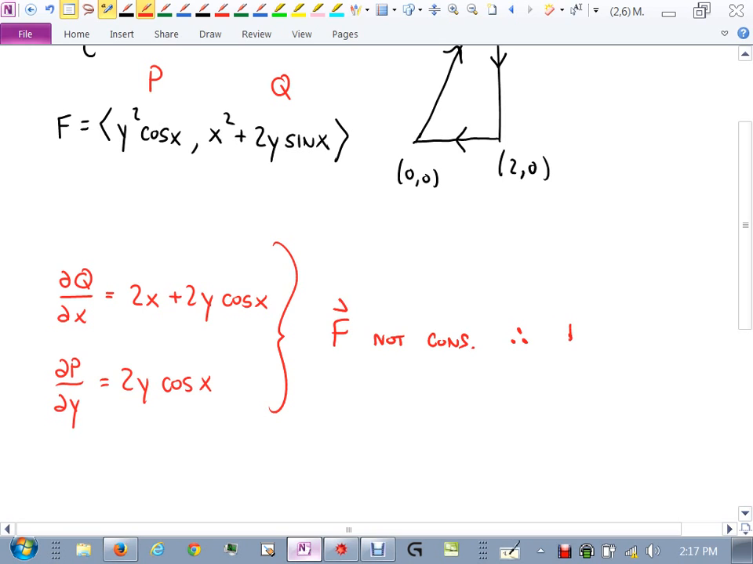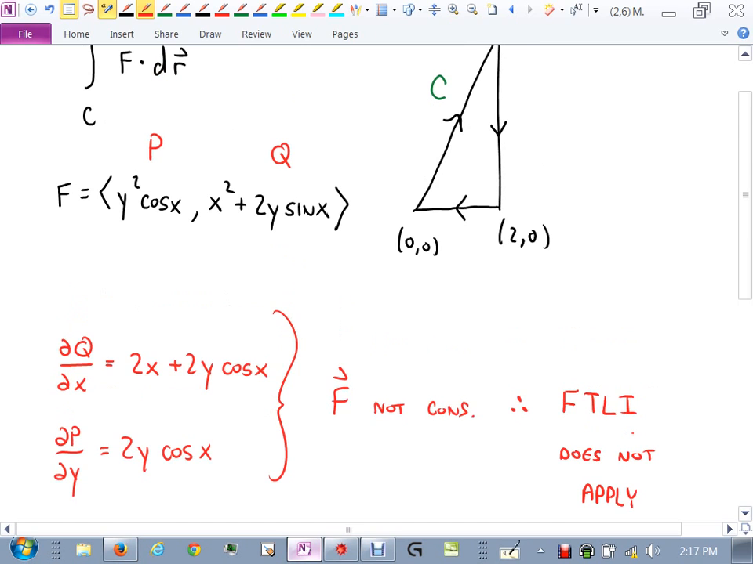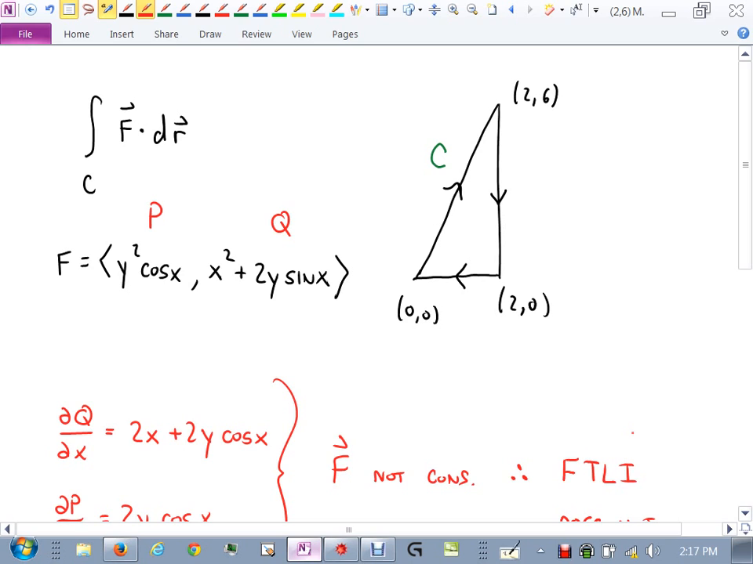Therefore, fundamental theorem of line integrals does not apply. I sure wish it had. Now, to do Green's theorem, we need to have a positively oriented curve, don't we? Well, that's not positively oriented, so I'm going to come in here and I'm going to call C negative C, right? Negative C is the curve that goes the other way, isn't it?